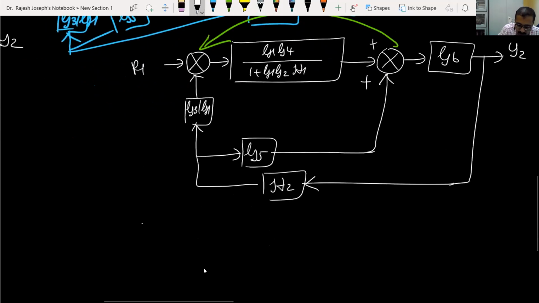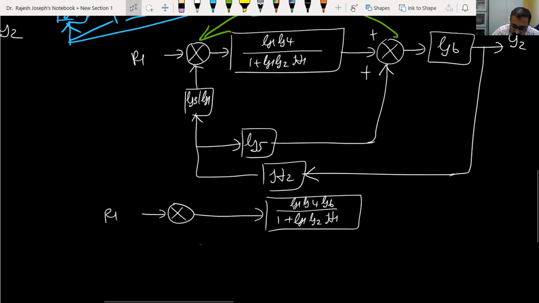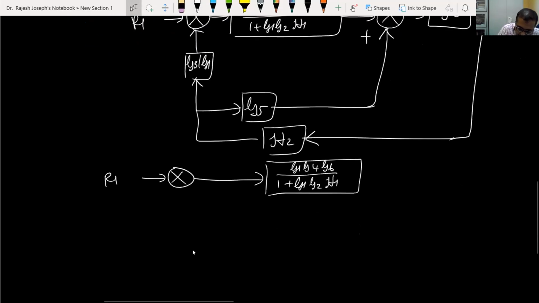So now I will have my R1 here, right? So I have my block here. This is now G1, G4 divided by 1 plus G1, G2, H1. So that will be coming here. So this block and G6 will be in cascade. So I can straight away write here G6. Okay. Now what next?